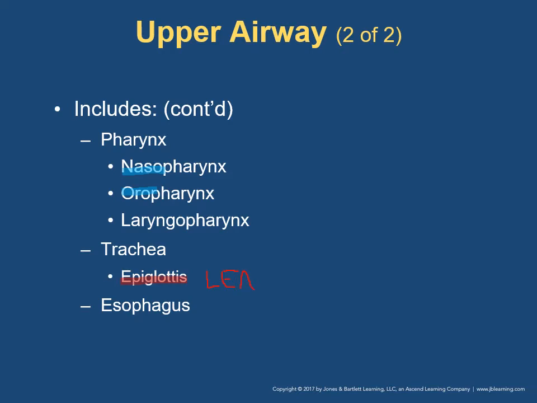So every time you swallow, regardless of what you're swallowing, this little flap closes over the trachea to keep what you're swallowing from going into your lungs, and it routes it down the esophagus to your stomach.